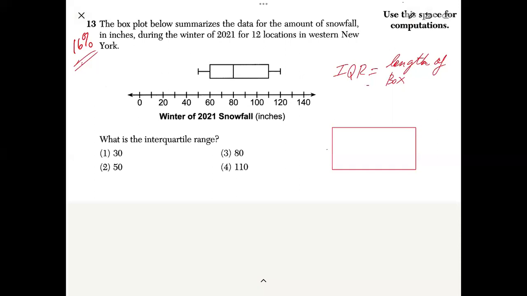Now, I'm going to do a quick review and show you all of the information for a box plot, and then I'm going to hone in on the information that you need to answer this question.